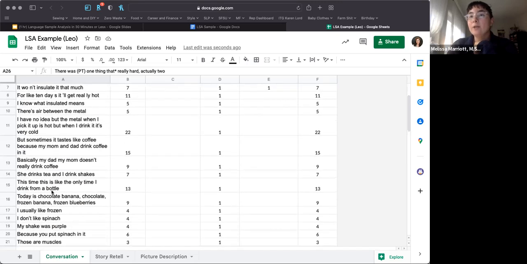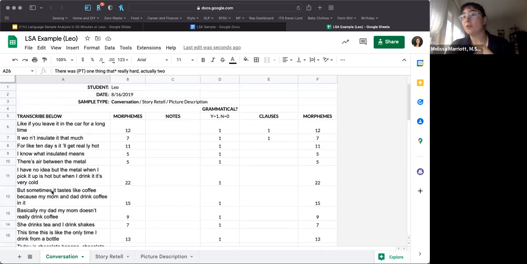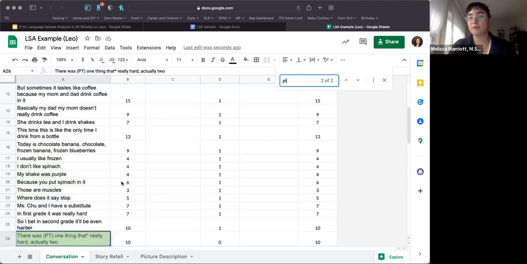And that also helps me if I want to know later on in my analysis, have they used any irregular past tense verbs? Then I can just search for it, right? So what's great about this is that it's highly searchable. And then when I'm doing all of my morphological analysis and I want to know what different grammatical markers they've used, I can do that super easily.